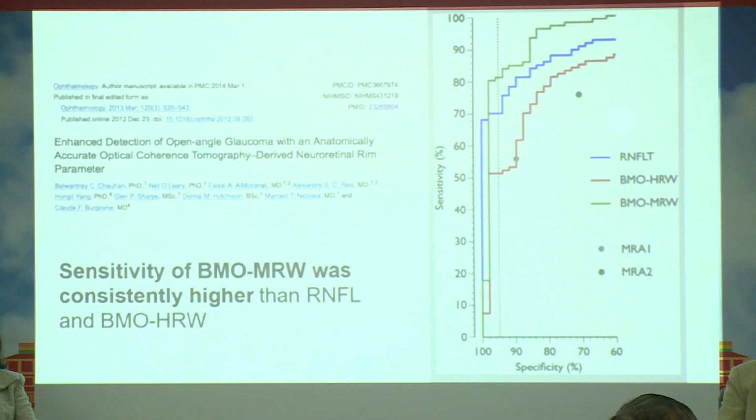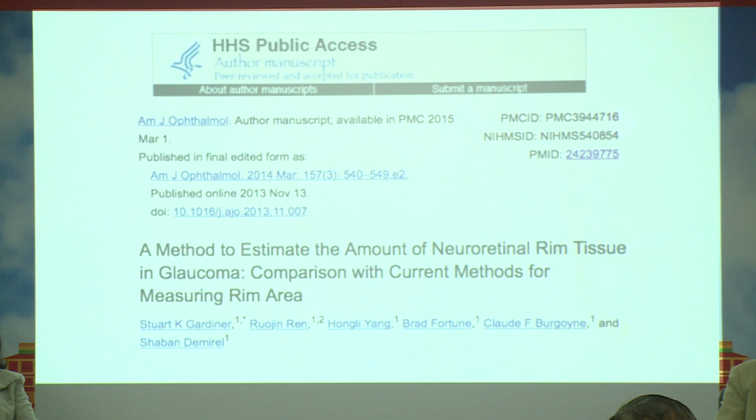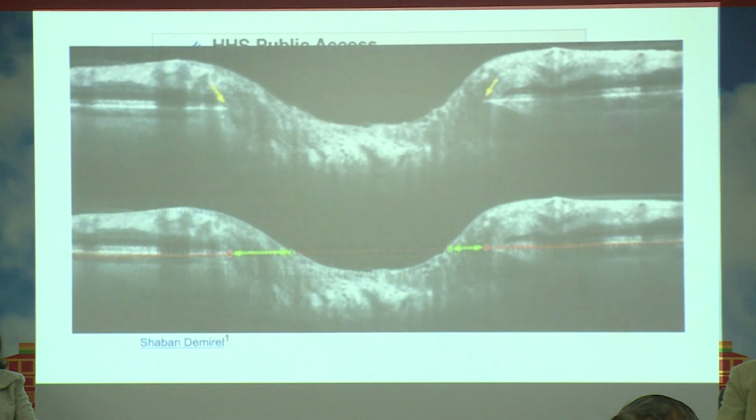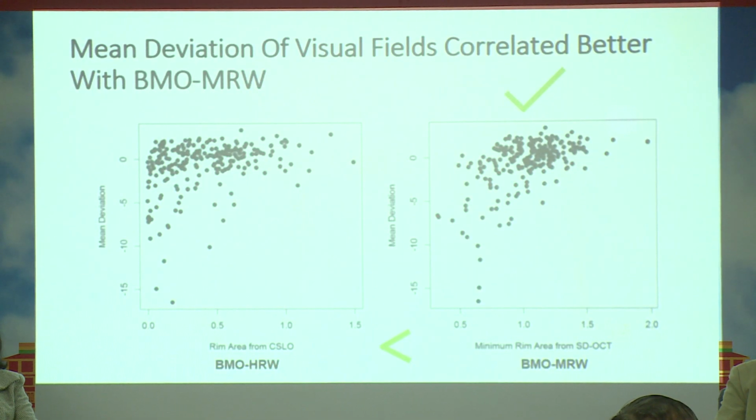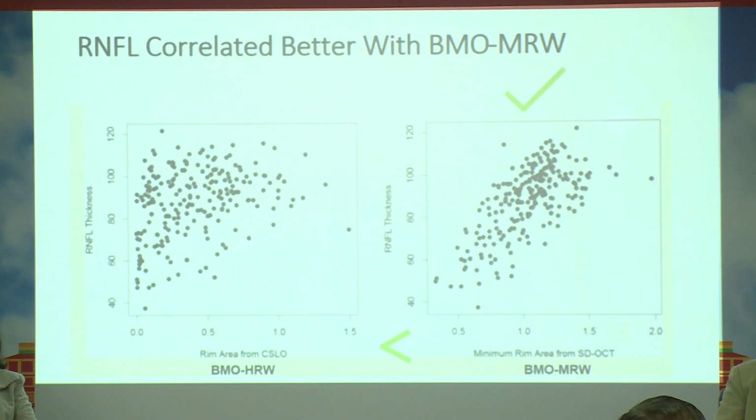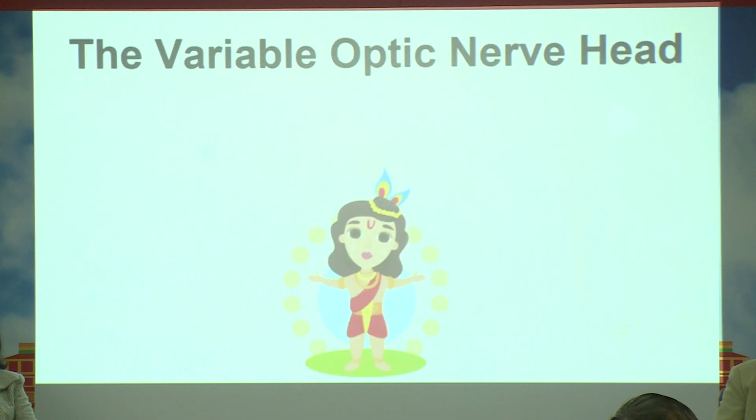Even the sensitivity of the Bruch's membrane minimum rim width is very consistently high with the retinal nerve fiber layer defect and the HRW. Another study was done which reveals the same. Also, if you see the visual field correlations, they were better with Bruch's membrane opening minimum rim width compared to the horizontal rim width. The plots are more concentrated in minimum rim width. The RNFL is also now correlating better with MRW.